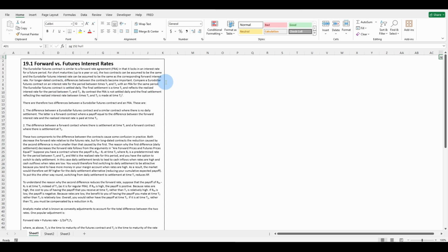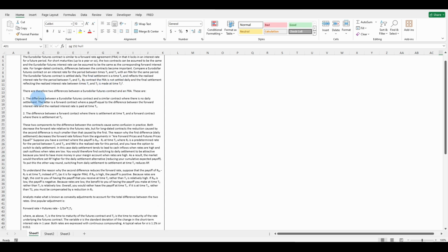Compare a Eurodollar futures contract on an interest rate for the period between T1 and T2 with an FRA for the same period. The Eurodollar futures contract is settled daily. The final settlement is at time T1 and reflects the realized interest rate for the period between T1 and T2. By contrast, the FRA is not settled daily, and the final settlement, reflecting the realized interest rate between T1 and T2, is made at T2. There are therefore two differences between a Eurodollar futures contract and a FRA.